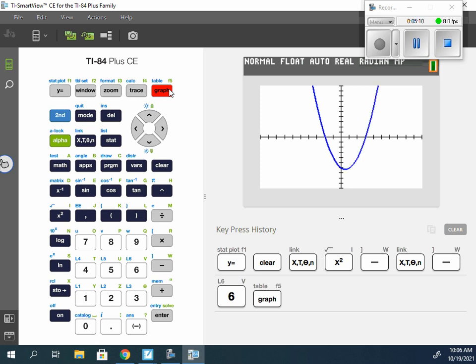So again, we're trying to find out where the function equals 0, yes? And the only time it's going to equal 0, when y is 0, is when it crosses the x-axis. So where are the two spots that it crosses the x-axis? So what is the x value at those two spots? Well, this might be hard to tell, yes? So we can try to look at it here, or we can go second graph.